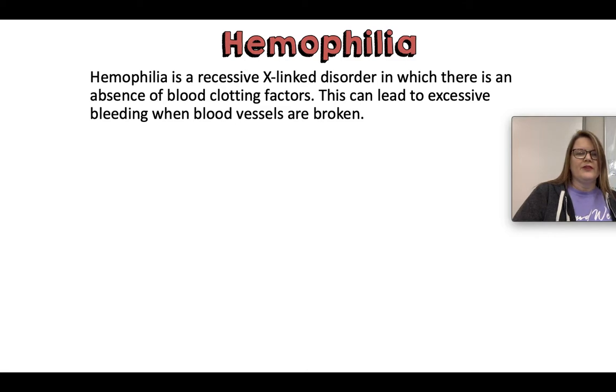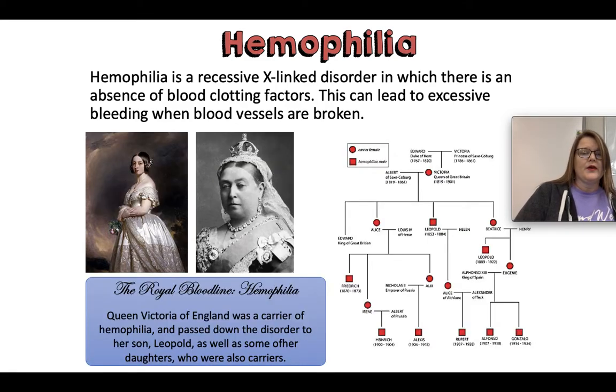Hemophilia is a recessive X-linked disorder in which there is absence of blood clotting factors. This can lead to excessive bleeding when blood vessels are broken. An example is Queen Victoria of England. She was a carrier of hemophilia and passed down the disorder to her son Leopold, as well as some other daughters who were also carriers.